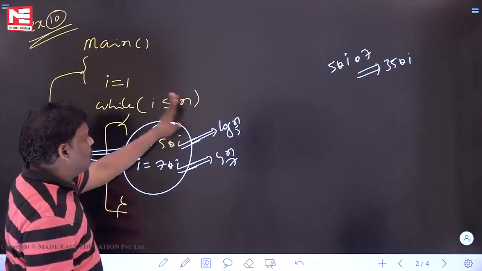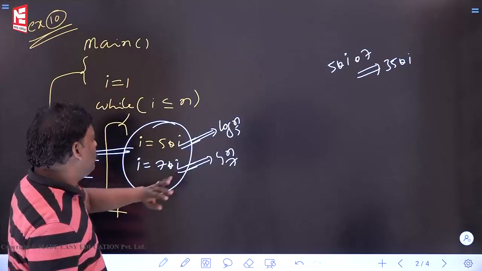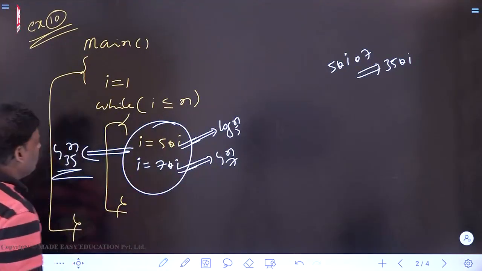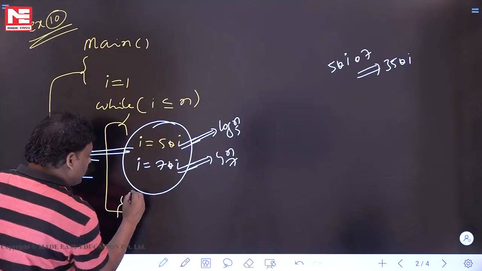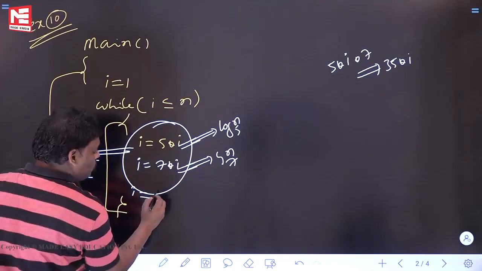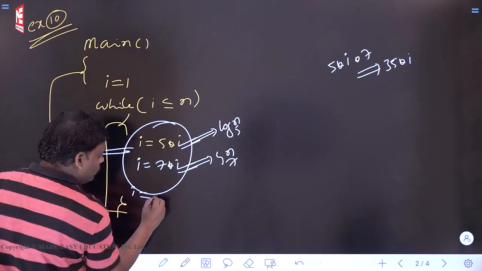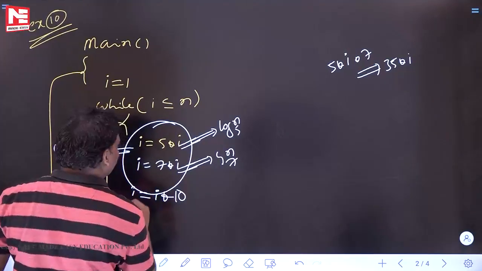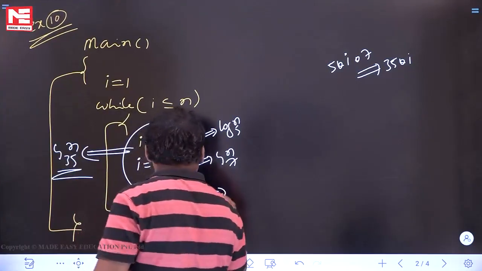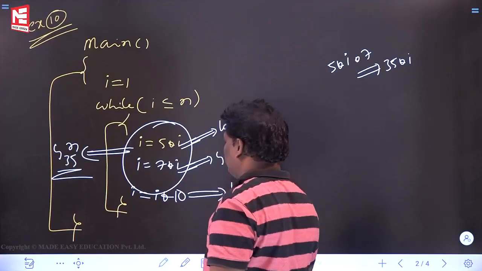Only 5 gives log n base 5, only 7 gives log n base 7, and if both are there, log n base 35. Now see one more line. Suppose I keep here i = i * 10. If only this one is there, what is the answer? Log n base 10, right?